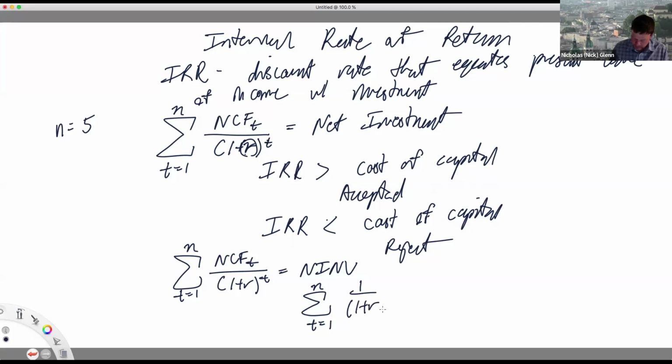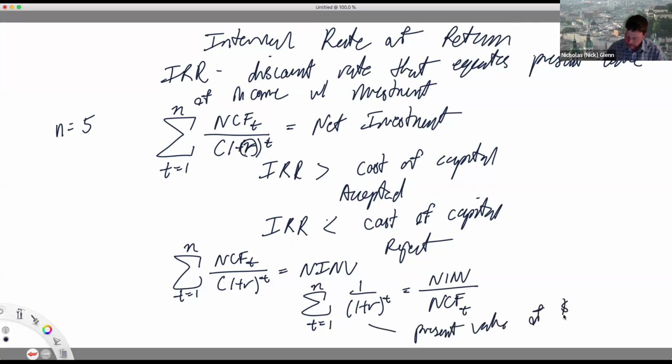And so essentially what you're doing here is dividing both sides by the net cash flow for each year. And so what you would have here is your net investment divided by your net cash flow each year. Okay. And so what you have here is the present value of a dollar annuity. We're going to say N is equal to 5, for 5 years. Okay, so let's say the net investment divided by the net cash flow is 2.